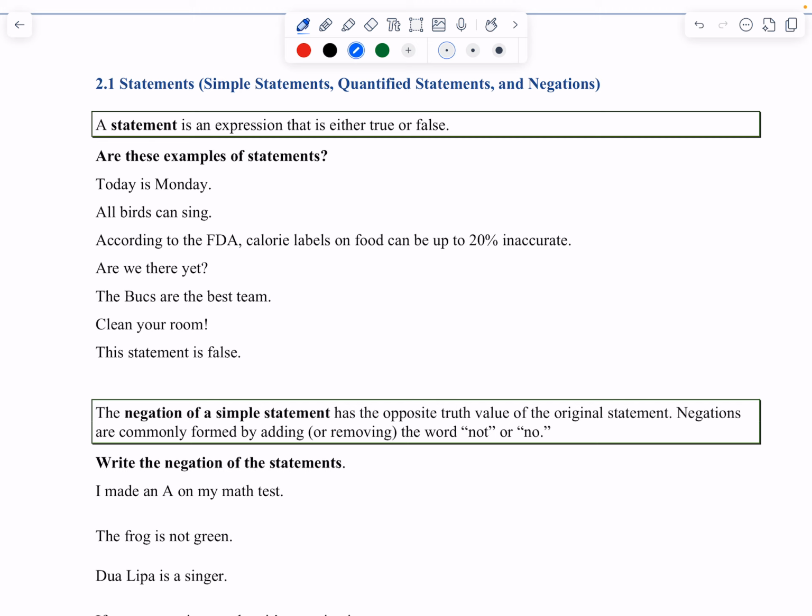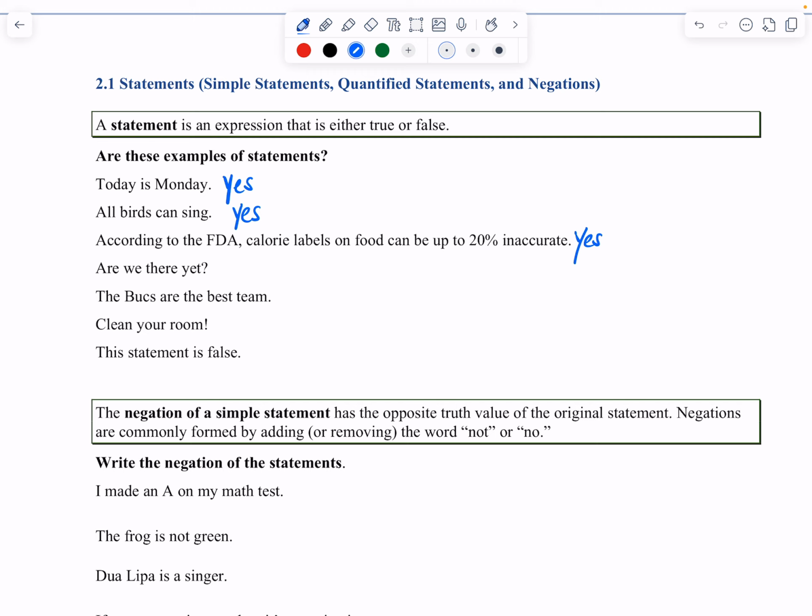So here are some examples that we are to look at to figure out if they are statements or not. The first one is, today is Monday. That can be proven to be either true or false. So yes, it is a statement. All birds can sing. Again, we can prove that to be either true or false, so yes, it is a statement. According to the FDA, calorie labels on food can be up to 20% inaccurate. By the way, that's a true statement, and the answer is yes.